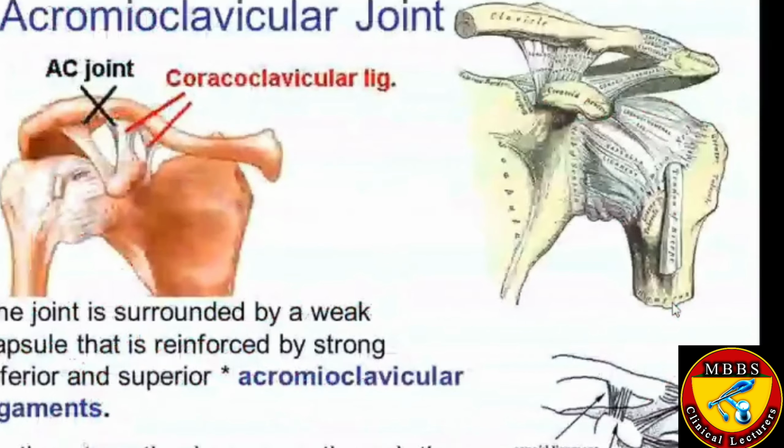The acromioclavicular joint, we have seen, is surrounded by a fibrous capsule, and this is also reinforced by the superior and the inferior acromioclavicular ligaments. Further strengthening occurs by the coracoclavicular ligament, which is formed by strong fiber bundles, the lateral trapezoid and the medial conoid ligaments.